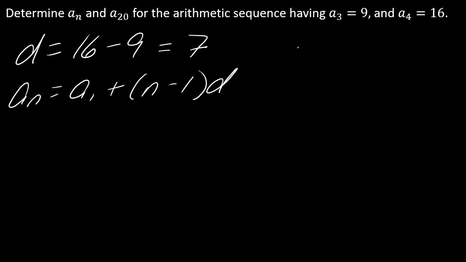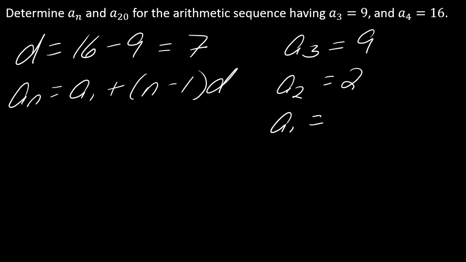So if a sub 3 is 9, how can I move back to a sub 2? Well, I can just subtract 7, right? Normally, to get from one term to the next, you would add, but if you want to go backwards in the sequence, then you're just going to subtract. So if I subtract 7 from this, I'll get 2, and then if I subtract 7 one more time, I get negative 5. So I can back my way into what a sub 1 is, and now I've got all the information I need to help finish this problem.